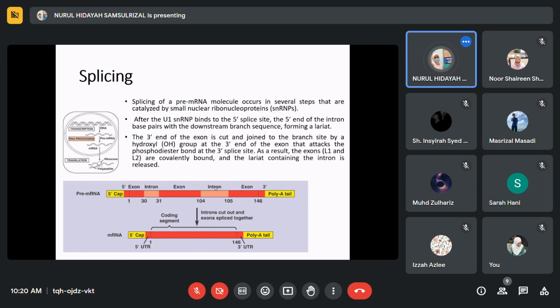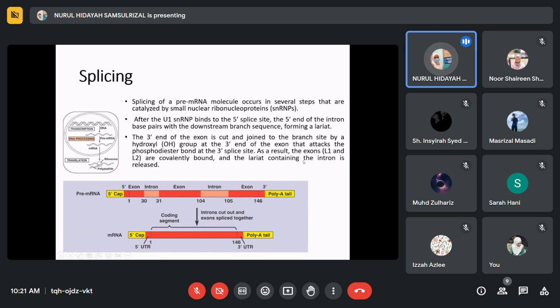It occurs in several steps that are catalyzed by snRNPs, ataupun we call it as small nuclear ribonuclear proteins. So they have macam ni kat sini, dia nak cerita, we have U1 snRNP bind to the 5' splice site of the intron. Jadi dia bind, and then the 3' end of the exon is cut and joined to the branch site by the hydroxyl group at the 3' end of the exon that attacks the phosphodiester bonds at the 3' splice site, and as a result they will generate the exons, which we call as L1 and L2, joined by covalent bonds.